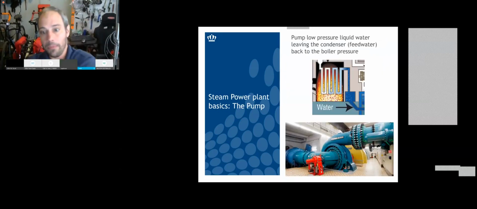Then we've got the pump, which pumps it back up to the boiler pressure. And that's just an example of a huge pump. Boy, these plants are very big. So that's the basic four components. Now, when you get into Thermo 2, you'll study multiple turbines, multiple reheating stages, multiple pumps, multiple condensers, lots of mixing chambers, all kinds of stuff. We're not worried about that right now.